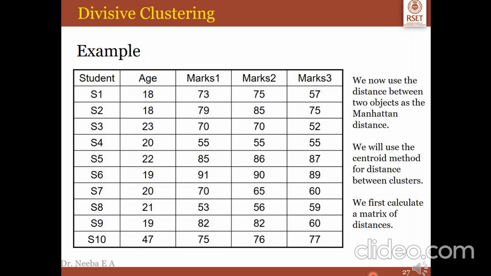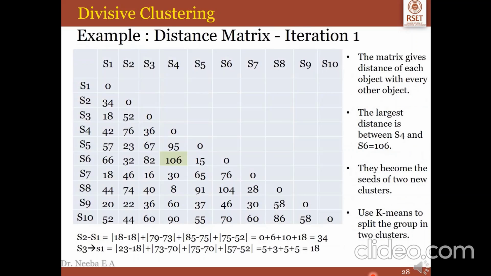Now we will calculate the distance matrix. Here we can see the distance matrix, which is done in the same way as we have done for the agglomerative method. That is, below the table distance matrix, we can see how the distance from S2 to S1 has been calculated, and S3 to S1 also is shown how it is calculated.